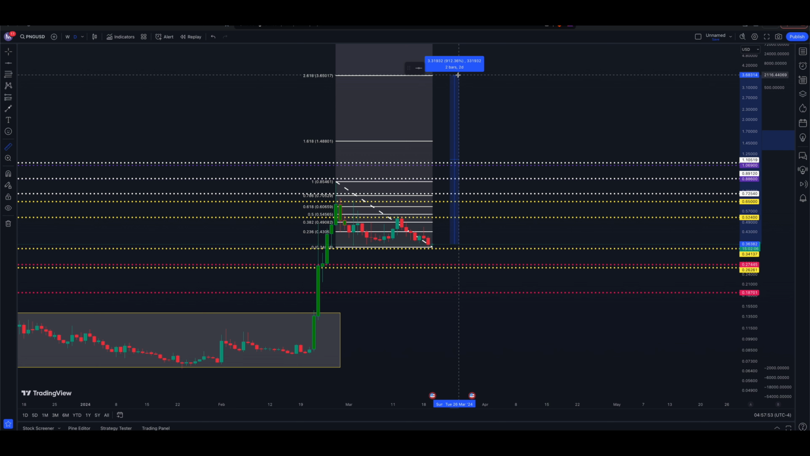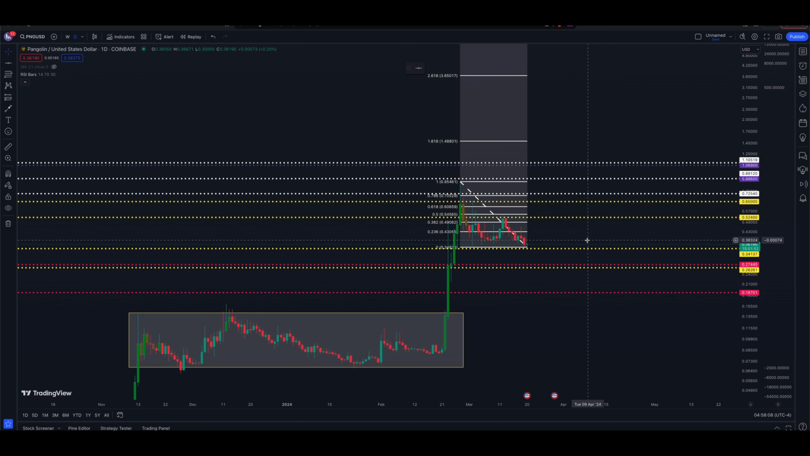that'll take us up to the 2618 fib, a 912% move up to $3.65. Now of course there's no guarantee markets are going to repeat exactly what they did in the past. But if Bitcoin starts to really rocket into new highs and gets up to that next level, hey, there's a very good chance PNG could start to make some very large moves back to the upside.